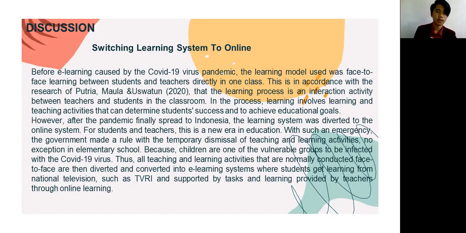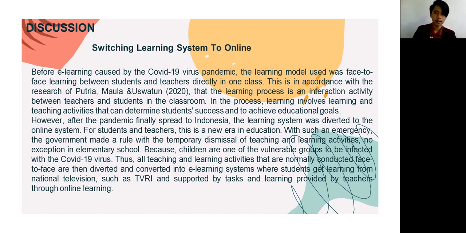Now we are going to the discussion. The first is switching the learning system to online. Before e-learning caused by the COVID-19 pandemic, the learning model used was face-to-face learning between students and teachers directly in one class. This is in accordance with the research of Putria, Maula, and Aswatun 2020 that the learning process is an interaction activity between teacher and student in the classroom. In the process, learning involves learning and teaching activities that can determine students' success and achieve educational goals. However, after the pandemic finally spread to Indonesia, the learning system was diverted to the online system.